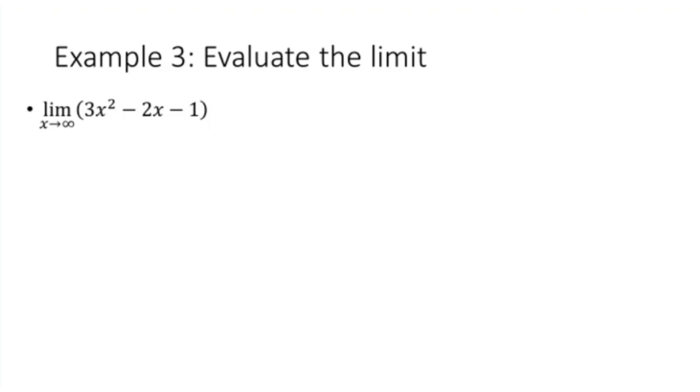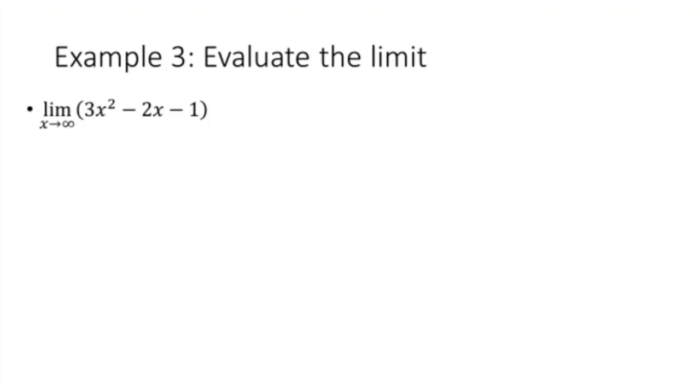For example, the limit as x approaches infinity of 3x squared minus 2x minus 1. We could evaluate this limit by using the leading coefficient test that we learned back in pre-calculus. But here we're going to look at a strategy of evaluating the limit where we will not have to rely on knowledge from pre-calculus. The general strategy is to factor out the highest power of x from our polynomial.